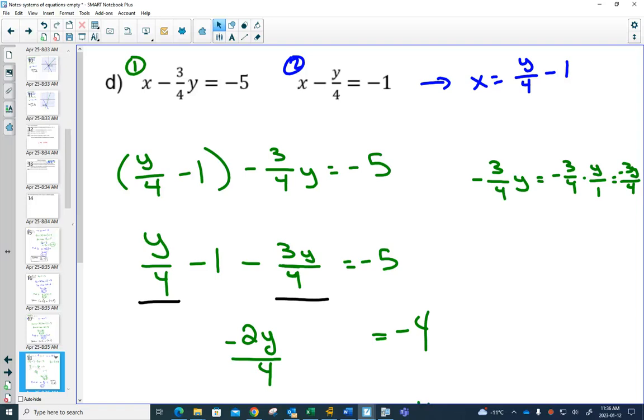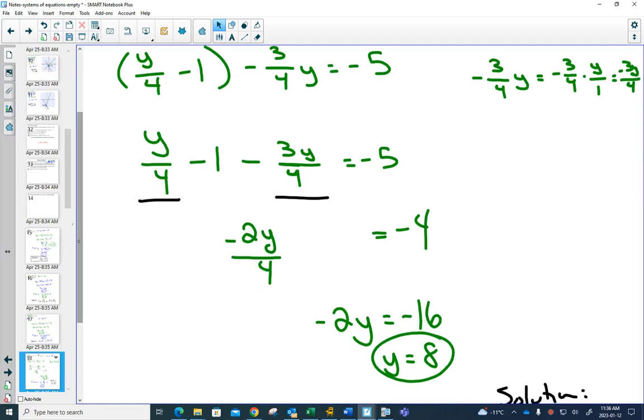In this equation, in the green, what did I do as option 1? I put my like terms together to get the -4, and then I had -2y over 4. Neil suggested multiplying both sides by 4. You're allowed to do that, because what you do to one side of the equation, you do to the other. Got -16, divide by -2, got 8.